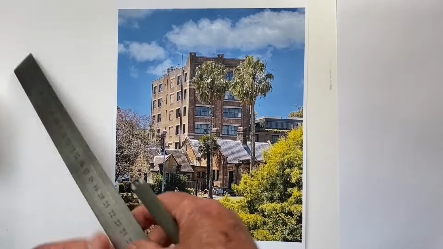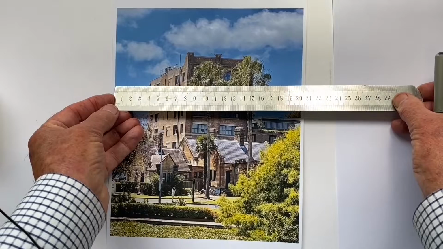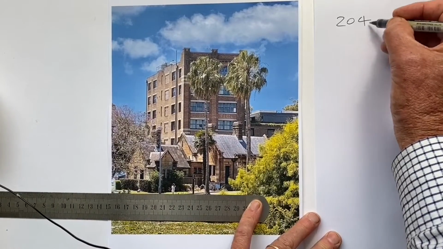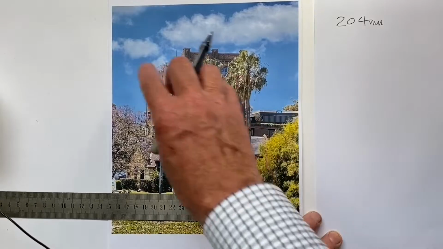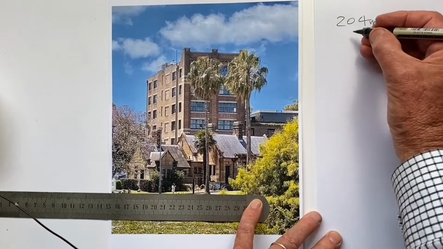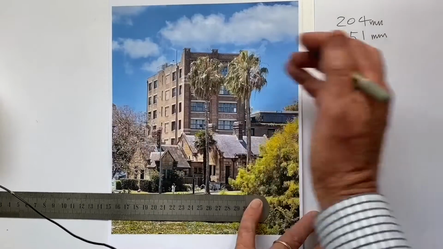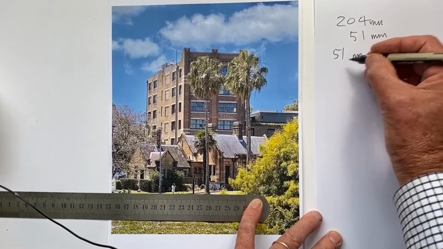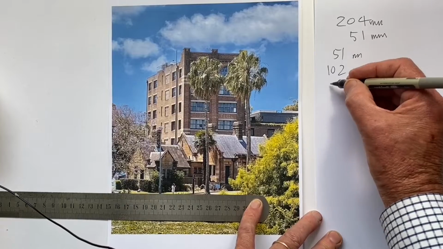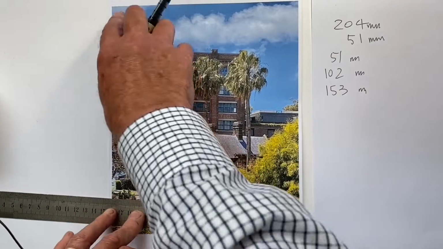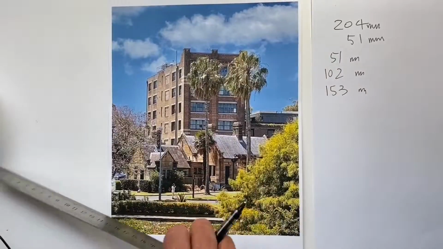So the first thing to do is to measure the width. And that's 204 millimeters. So at 204 millimeters, I need to divide that by 4 to get the width of one box, which is 51 millimeters. So I'm going to place a dot at 51 millimeters, 102 millimeters, 153 millimeters, and that will be the width measurements for my grid.